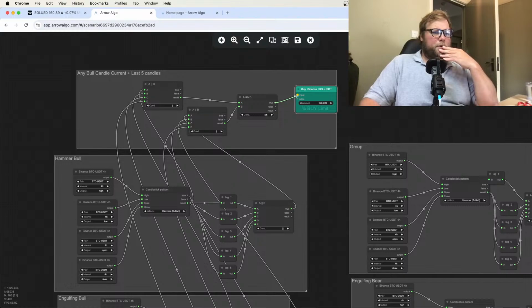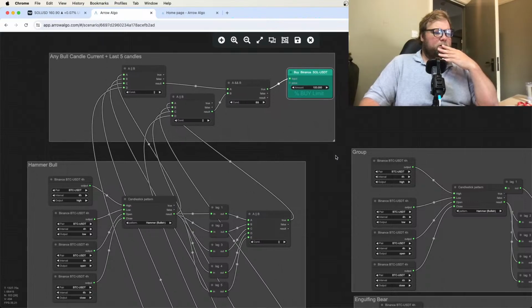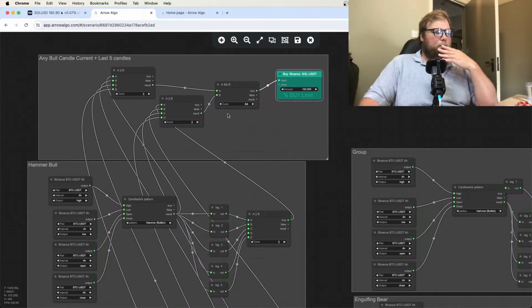And if these are both triggered, then we will trigger the buy order. So for the price, we've set this as a limit order. So let's set another rule to set that buy limit price.